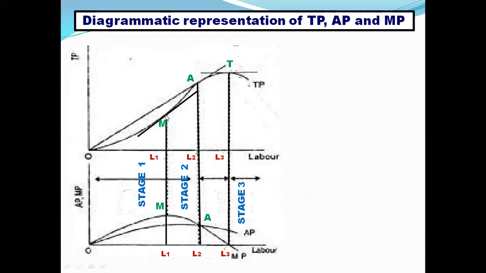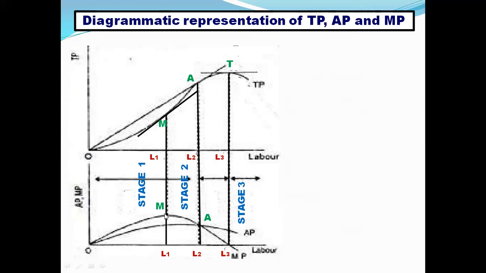Now next step, you will draw a dotted tangent at point M here. At point M, you will draw a dotted tangent. The point at which you draw a tangent, you will label it as M, right? Now you will draw a vertical line touching the lower panel horizontal axis, right? So this point is the maximum MP point, right? MP point on the lower panel, because till here MP is maximum. So corresponding to L1 units of labor, we get maximum MP, right?